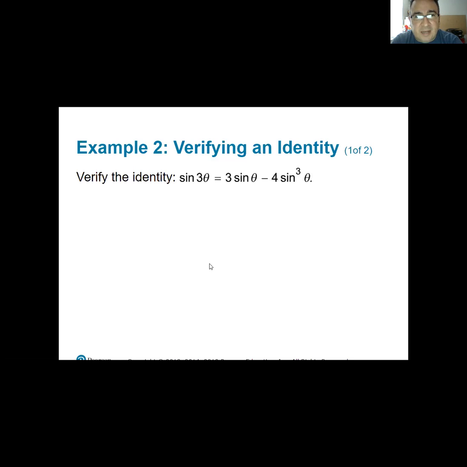We've talked about sine of theta. We've talked about sine of 2 theta, but have we ever talked about something related to 3 theta? So sine of 3 theta is something we haven't dealt with, right?